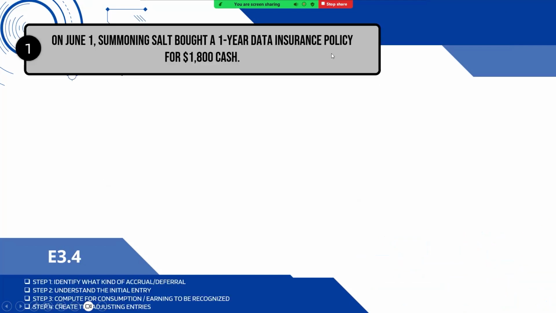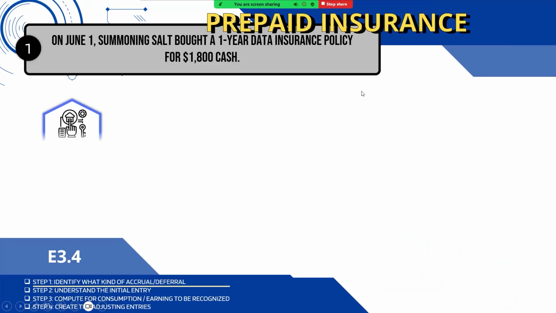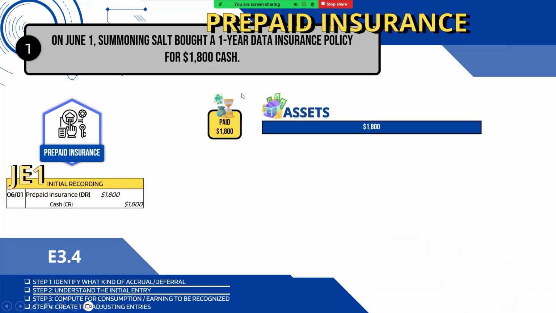So step 1 is to create our journal entries, right? So identify what kind of accrual this is. So this is a prepaid insurance. And we need to understand the initial entry. So at the start, basically what happened is that our journal entry 1 is that we had a prepaid insurance of 1,800 in cash. So at the start, it was purely considered an asset because on June 1, we haven't consumed any portion of our insurance.